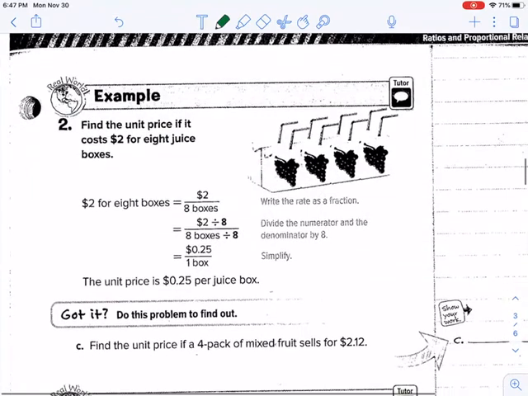All right, juice boxes in the next example on your next page. So this package comes with 8 juice boxes and they cost $2. Now notice the money is on the top. So $2 divided by 8, that means you're paying 25 cents per box.